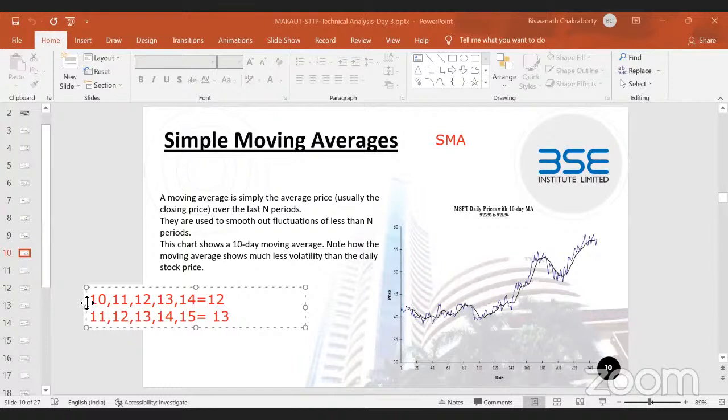Any query till now? Anyone have any query? No. It means if out of 5 days, the majority of the days the closing price is on the higher side, can we anticipate that the value of the moving average will increase? And if the majority of the days the price is reported on the lower side, then the value of the moving average can decrease. Clear? Okay.